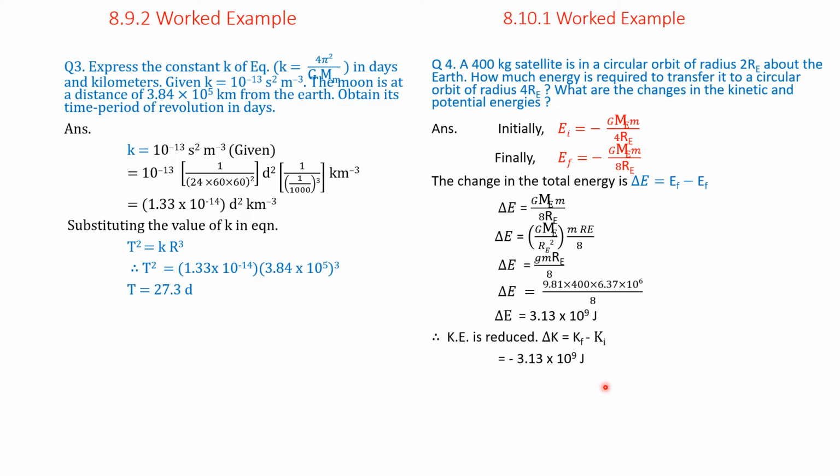The change in potential energy is twice the change in total energy. Therefore, the potential energy is represented by V. Delta V is equal to VF minus VI, that is equal to minus 6.25 into 10 to the power of 9 joules.